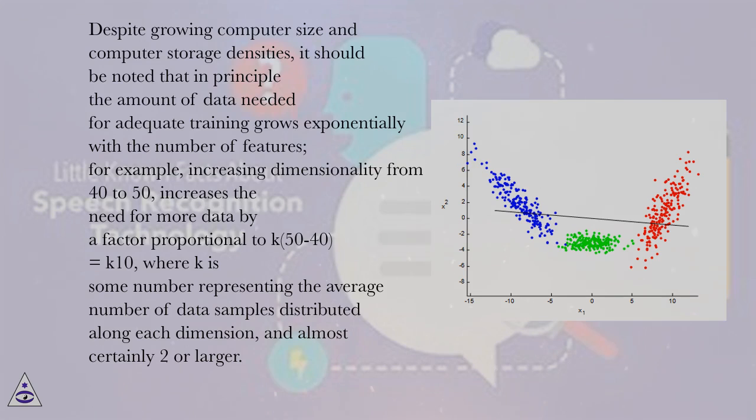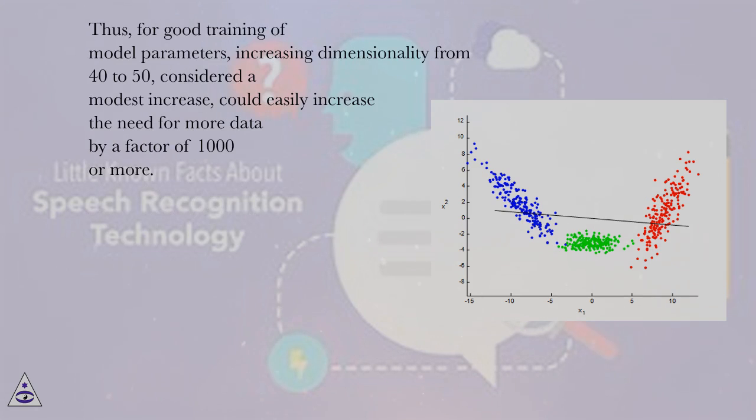For example, increasing dimensionality from 40 to 50 increases the need for more data by a factor proportional to k^50 / k^40 = k^10, where k is some number representing the average number of data samples distributed along each dimension, and almost certainly 2 or larger. Thus, for good training of model parameters, increasing dimensionality from 40 to 50, considered a modest increase, could easily increase the need for more data by a factor of 1000 or more.